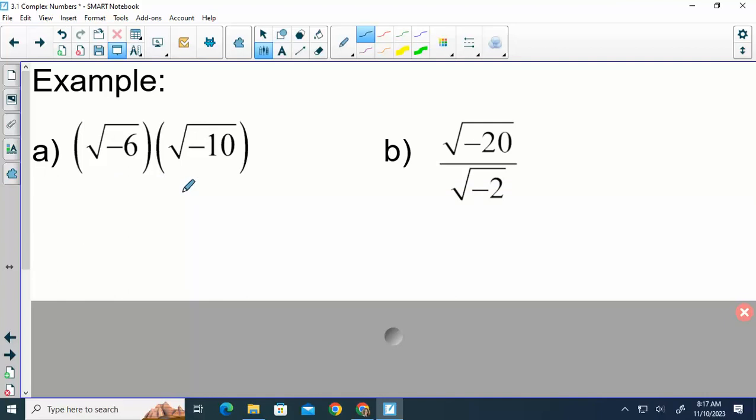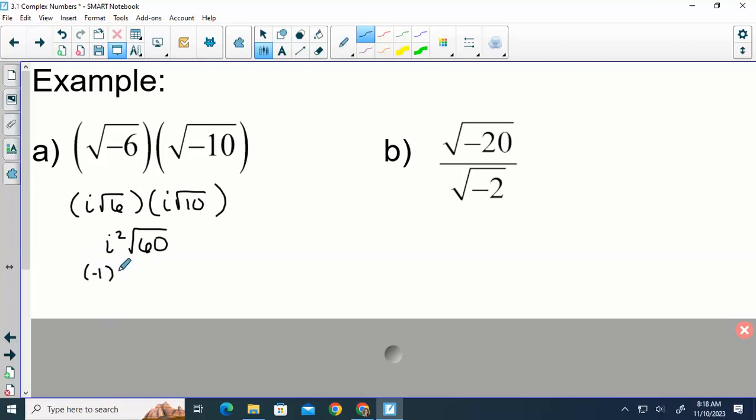Square root of negative 6 times the square root of negative 10. So how would we write that? We could say, take out an i, so i radical 6, and i radical 10. So then when you multiply them together, i times i is i squared, radical 60. Are we done? No. What's i squared?